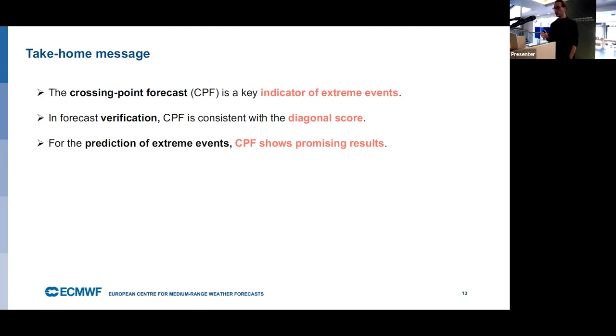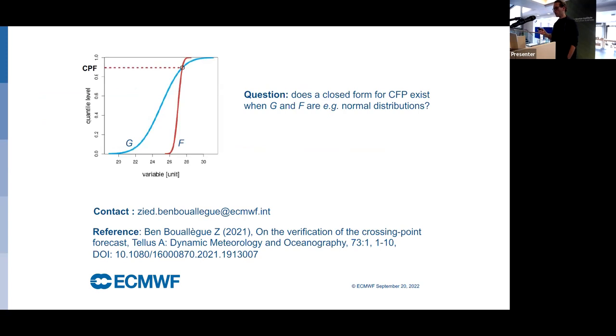And I will finish with a question for you. What I'm interested in is to compute this CPF in a routine and operational mode. So it would be really interesting to have a closed form of the CPF if we know the two distributions, the climatology and the forecast CDF. If we know these two quantities, can we infer analytically the CPF? If you have any ideas about this, I would be very happy to hear them.